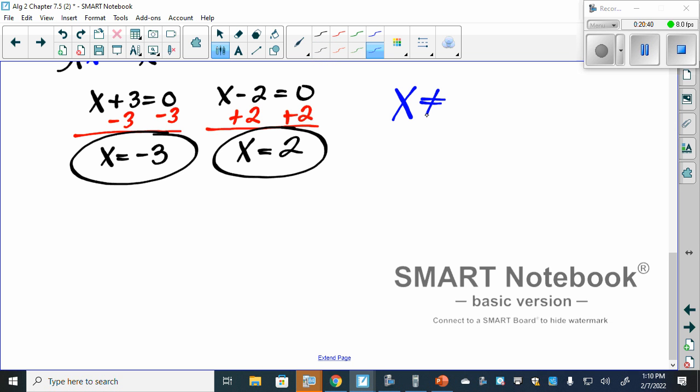But what were our restrictions? 2 and -2. Did we get one of those? So the actual solution for this here is -3. Did we have another way to solve quadratics?